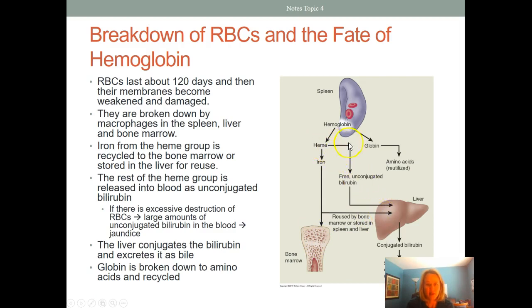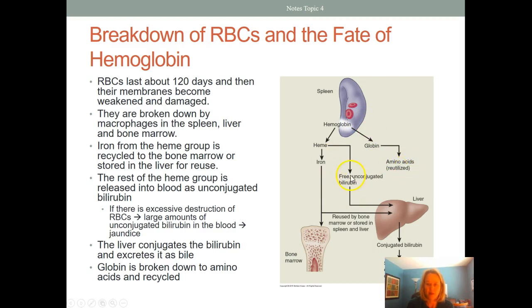The rest of the heme group gets released into the blood as unconjugated or free bilirubin. Now, if we have large amounts of hemolysis, or red blood cell destruction, then we would get large amounts of unconjugated bilirubin in the blood, and that would be a cause of jaundice. The globin part of hemoglobin also gets broken down into amino acids, and they can get reutilized.